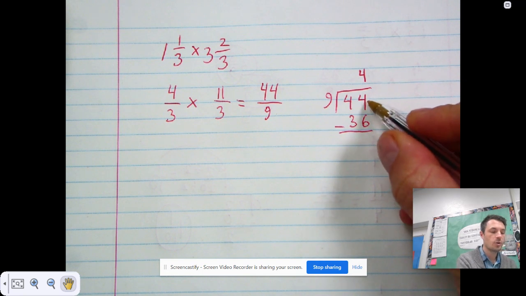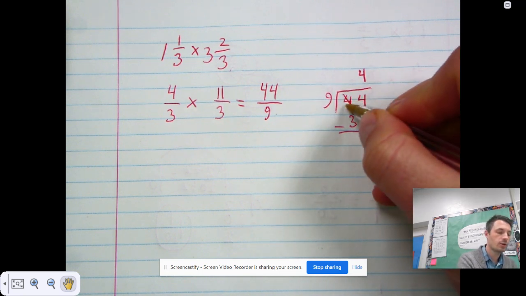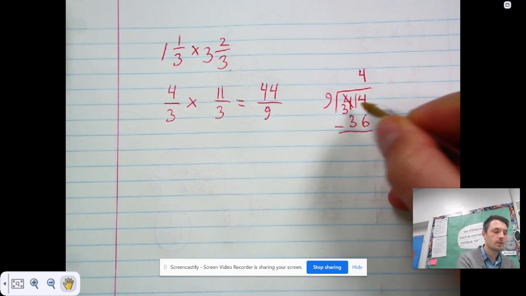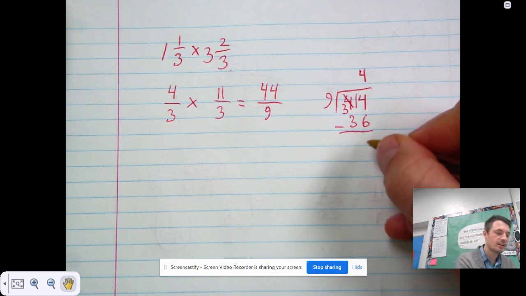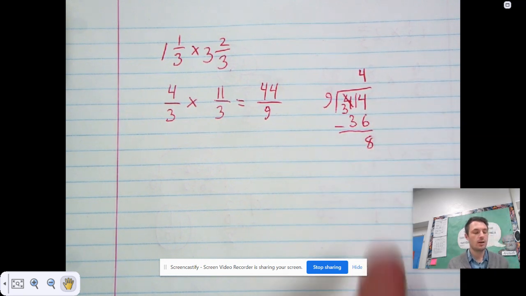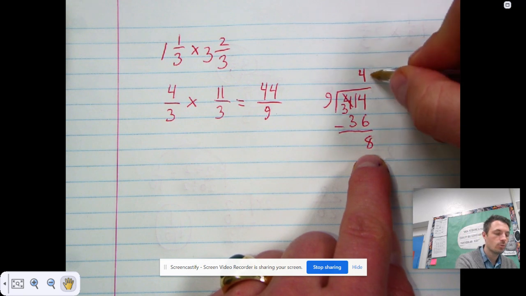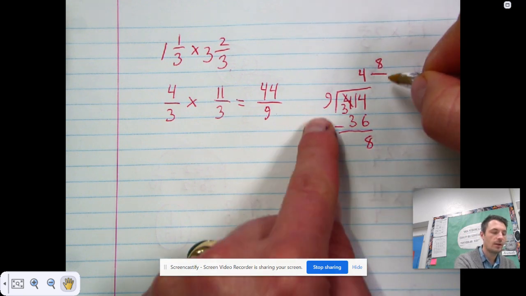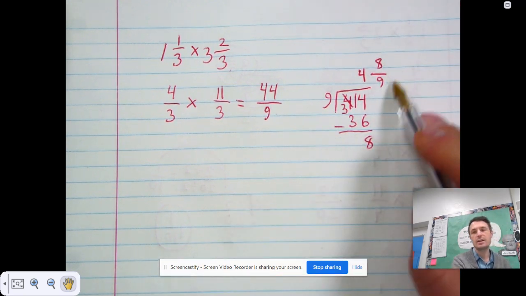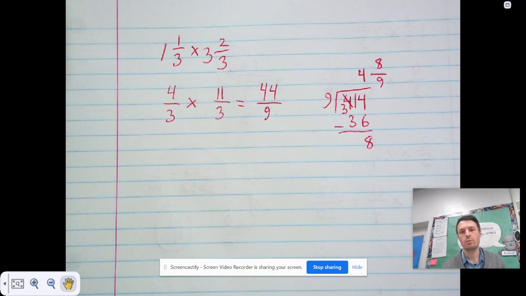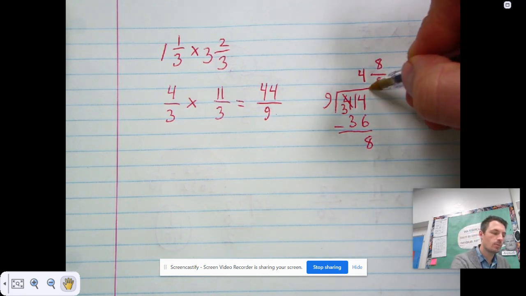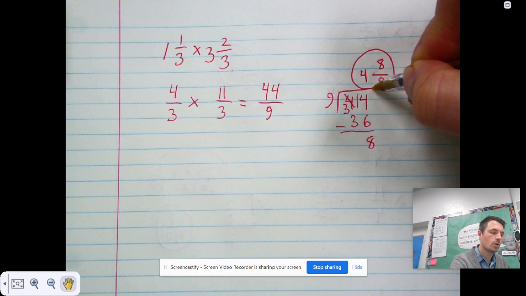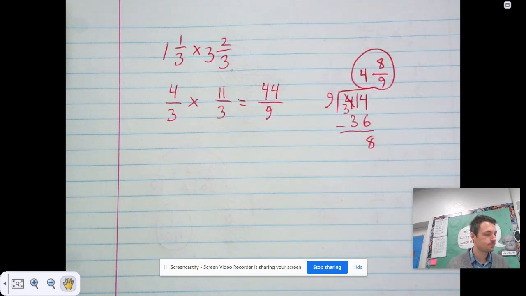Okay, now we have 44 minus 36. You can borrow here and make this 14. 14 minus 6 is 8. And now our new numerator is 8, and our denominator is 9. And 8 and 9 won't have any common factors greater than 1, so it's already in simplest form. And the final answer is 4 8/9.